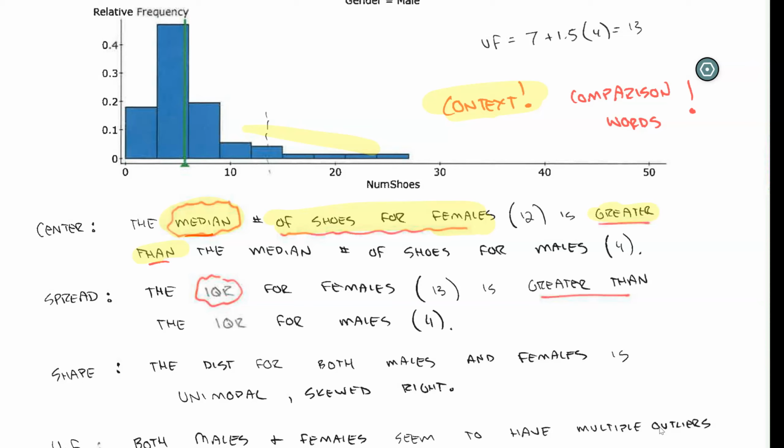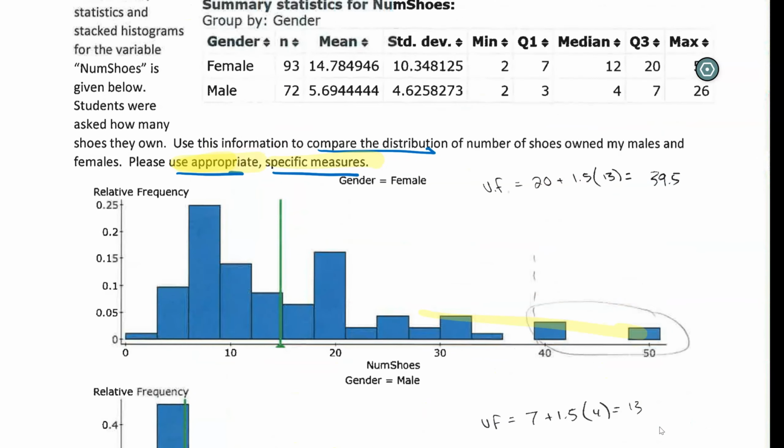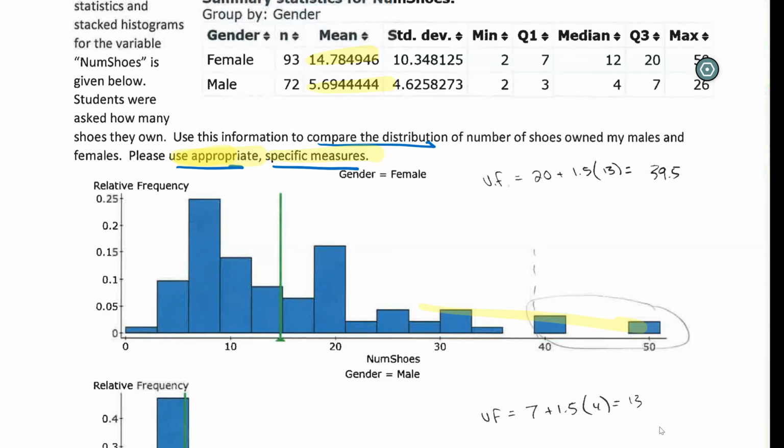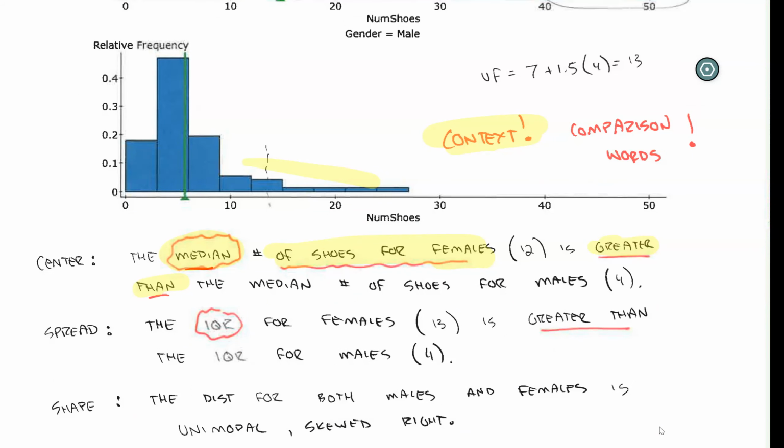If you said the mean number of shoes, if you said the mean for females is 14.7 and the mean for males is 5.7, you're going to lose everything. You didn't use the appropriate measure. You didn't use a comparison word. You just said females is this and males is this. You didn't compare them. And you didn't say anything about shoes, the number of shoes. So on this thing, even though your answer you could argue is right, you're not going to get any of the points for it. Okay?